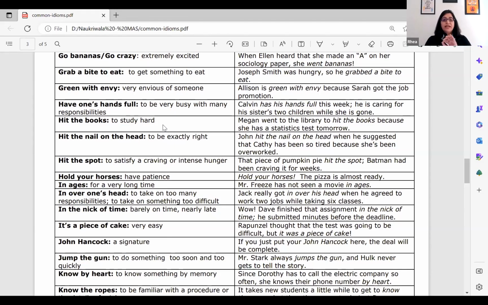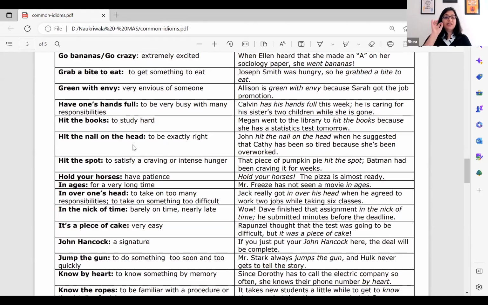Hit the books. Hit the books means to study hard. Megan went to the library to hit the books because she has a statistics test tomorrow. So she went to the library to study hard because she has a test coming up tomorrow. In fact, for have one's hands full, you can also say, my plate is full. That also works. That's an idiom again. My plate is full. I can't take in anything more.